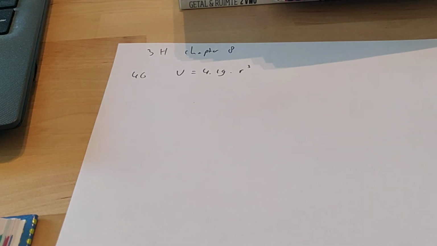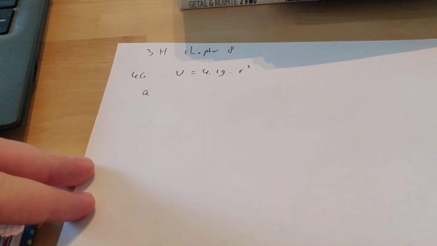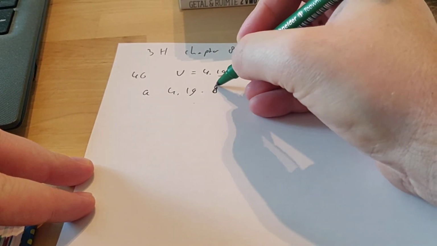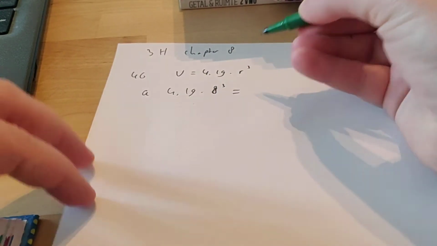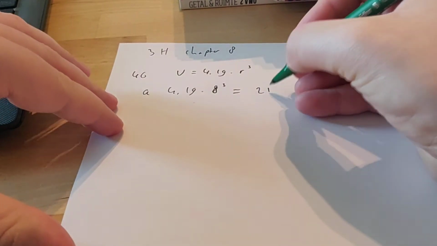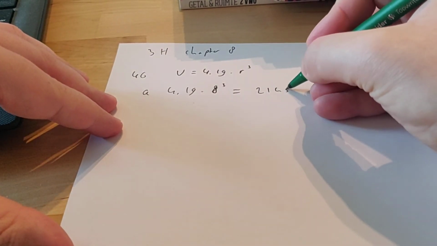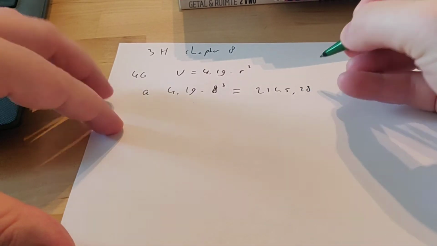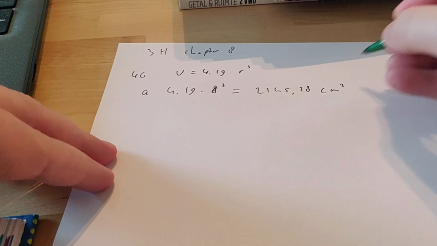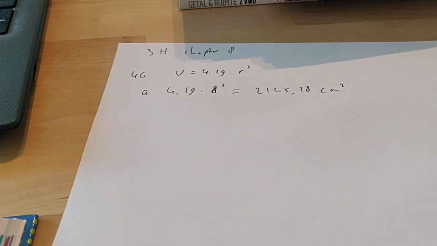So for A, it's actually not that difficult. You only have to fill in 8, so you do 4.19 times 8 to the power of 3, and you just calculate what that is. So let me calculate it, times 8 to the power of 3. Here I get 2145.28. Now the question is about centimeters, so this is going to be cubic centimeters, just like that.